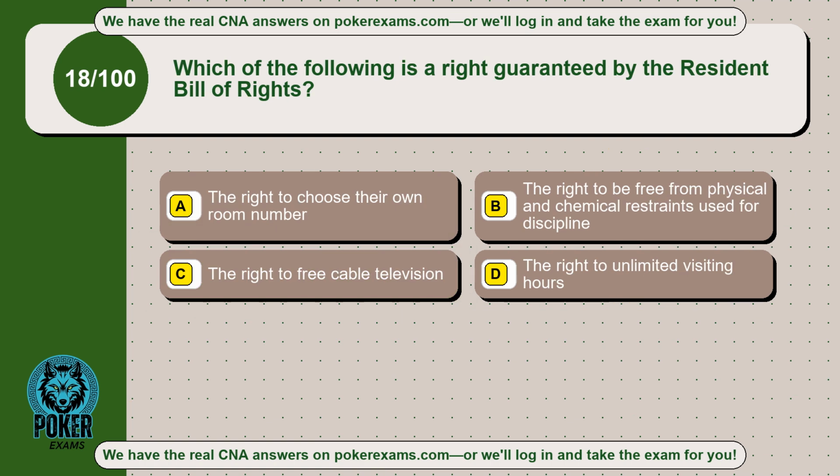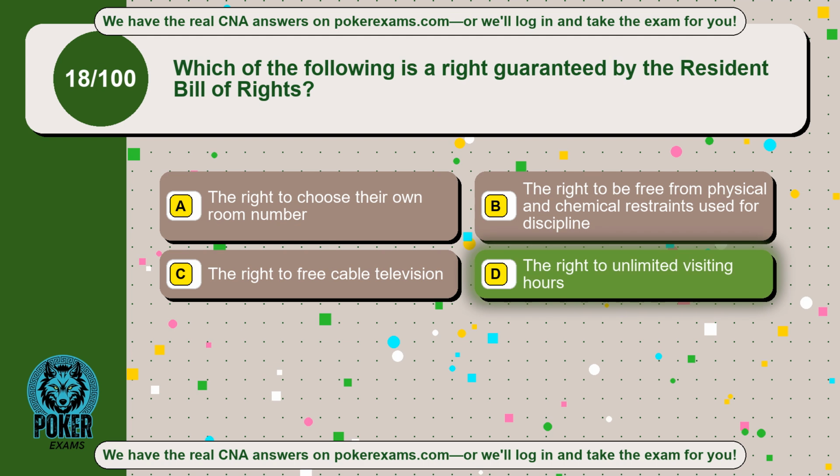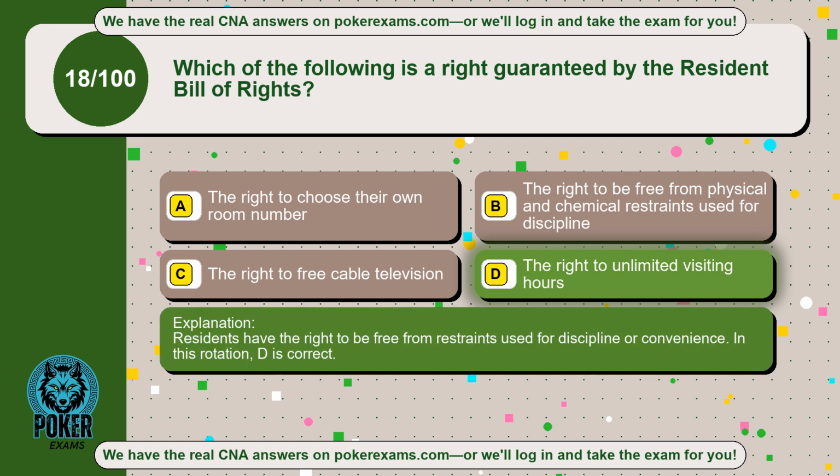Question 18. Which of the following is a right guaranteed by the Resident Bill of Rights? Option A, the right to choose their own room number. Option B, the right to be free from physical and chemical restraints used for discipline. Option C, the right to free cable television. Option D, the right to unlimited visiting hours. The correct answer is option D. The right to unlimited visiting hours. Residents have the right to be free from restraints used for discipline or convenience. In this rotation, D is correct.